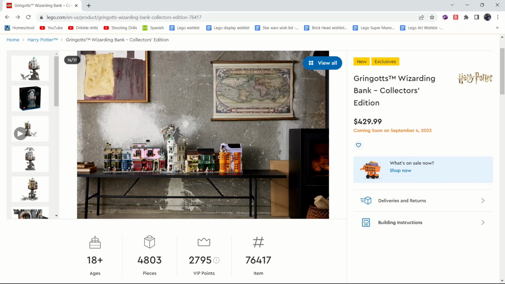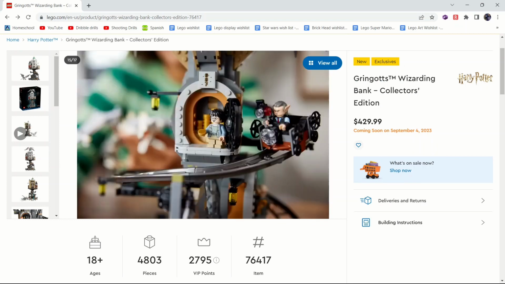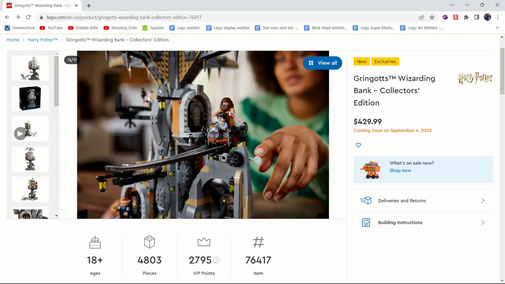And so that is pretty much it for our overview of this set. Stay tuned to see if we buy it or not. I think we will eventually, just not soon, because it's coming out September 4th, and also we'll wait a while until it retires.